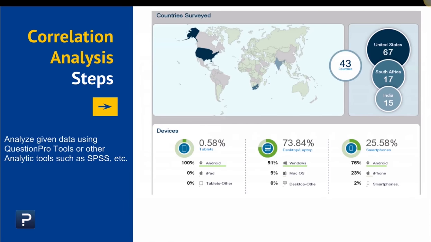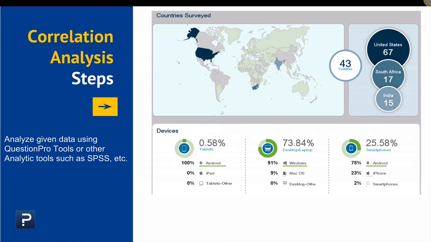So let's go ahead and look at some of the results, because that will actually help us with looking at the correlation analysis results. So here are the results given, and you can access this after you have fielded your survey and you go into reports and you go into dashboards. You can actually see this exact same infographic that you can use. So you can analyze the data here. You can download it and put it into a tool such as SPSS or Tableau and more.